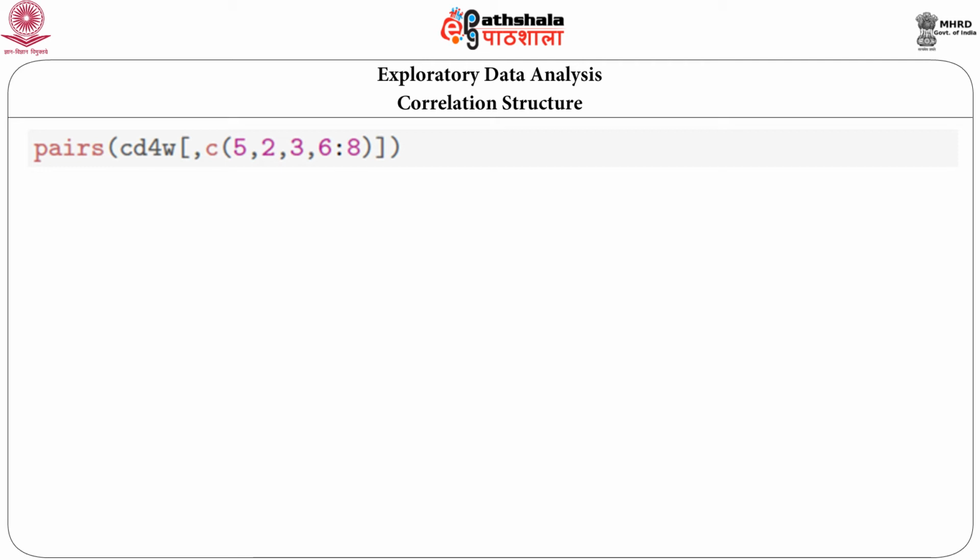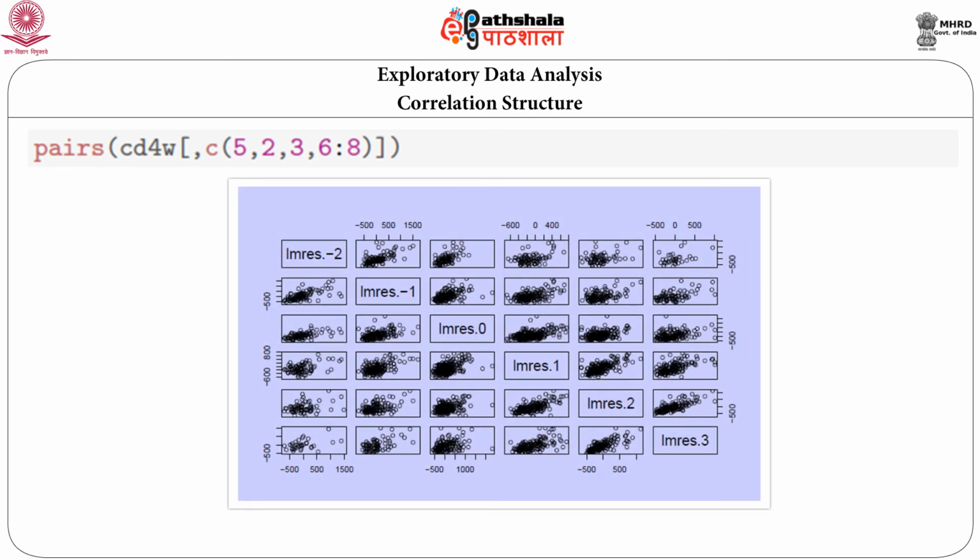So we have basically on the diagonals the names of the variables. These are the residuals at different time points. So this is the residual at the 0th year, the residuals at the first year and the second year, and these are the scatter plots. On the y-axis I have residual 1 and on the x-axis I have residual 2. But as we see, fundamentally we don't know the value of each of the scatter plots.